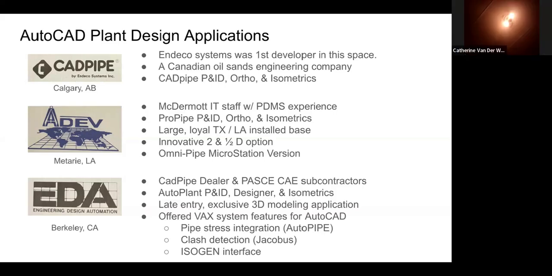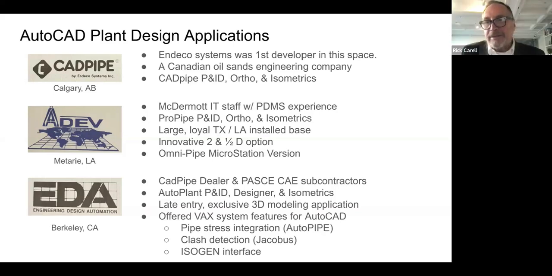ADEV at Metairie, Louisiana, these guys were McDermott IT guys, and they had big system PDMS type experience at McDermott, and they came up with the ProPipe, P&ID, ortho, and isometrics. They owned the state of Texas and Louisiana. I mean, it was all over. It was under every rock, ProPipe.